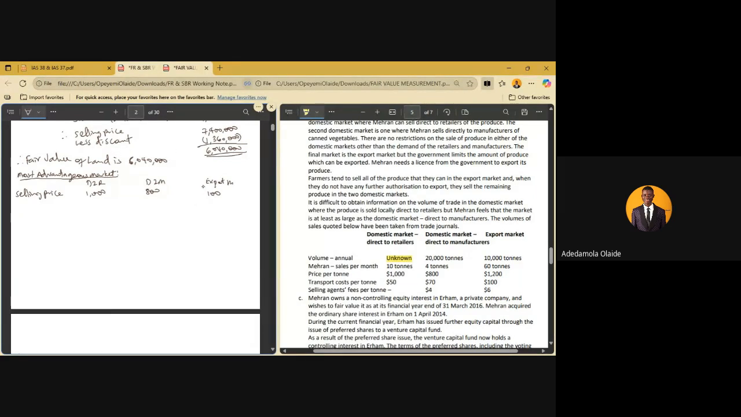Sorry, it should be 1,2. Then the next thing is what? Less transport cost. What is the transport cost? 50, 70, then 100.